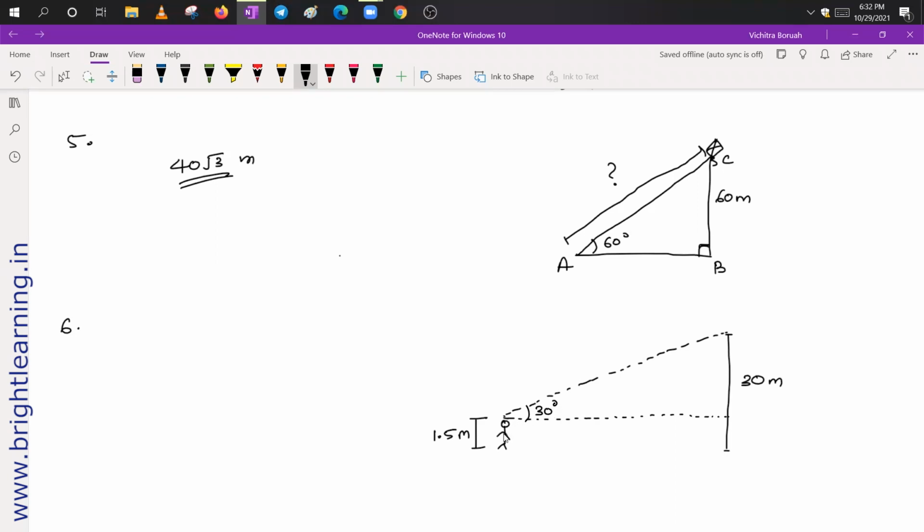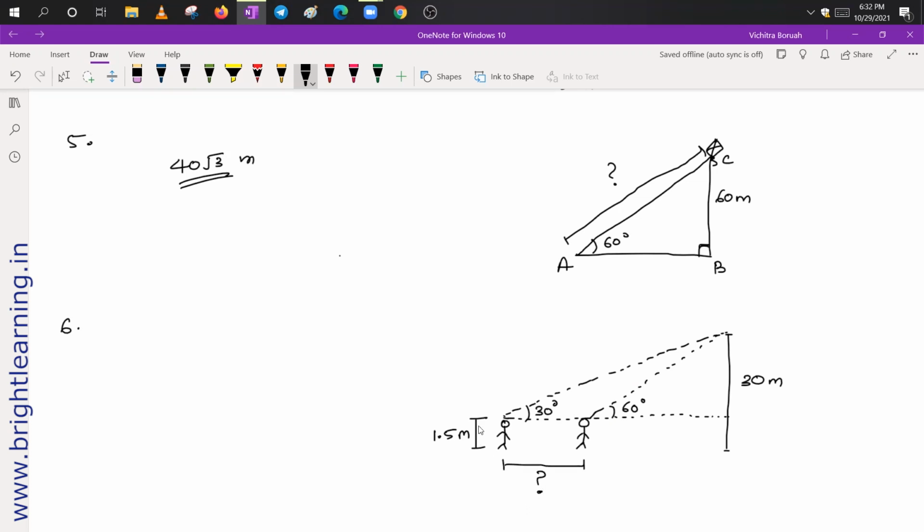Now it is said that this boy moves closer to this building, and suppose the boy reaches here. Now from here, if he looks at the top of the building, the angle of elevation he will get is 60 degree. Now we are asked what is the distance he walked towards the building. We have to find this distance.